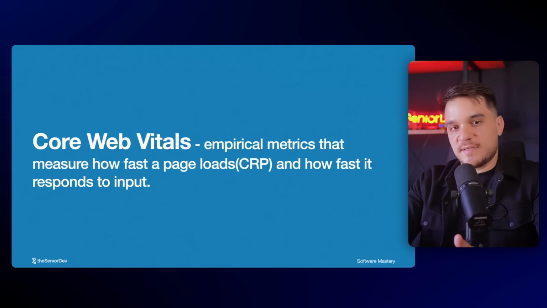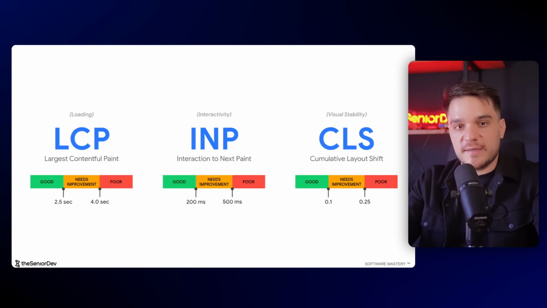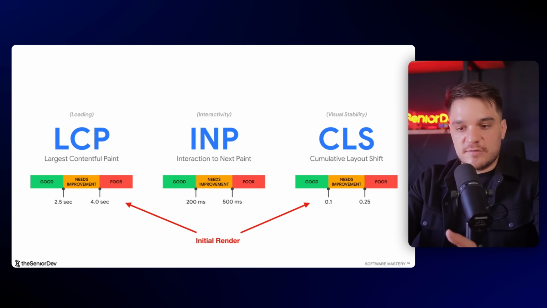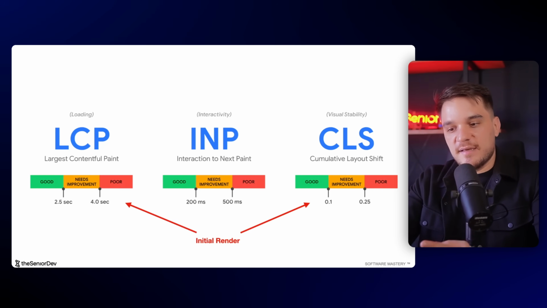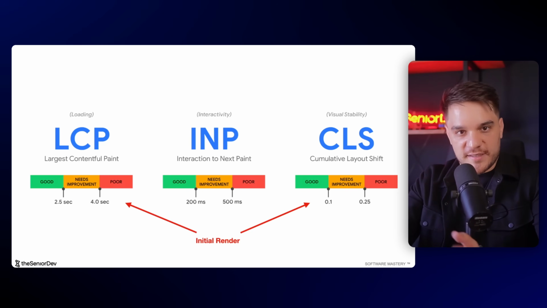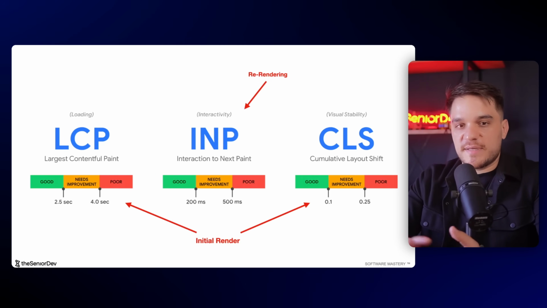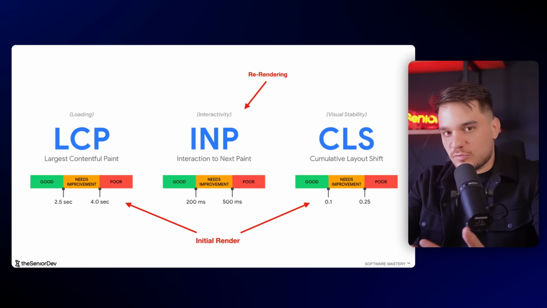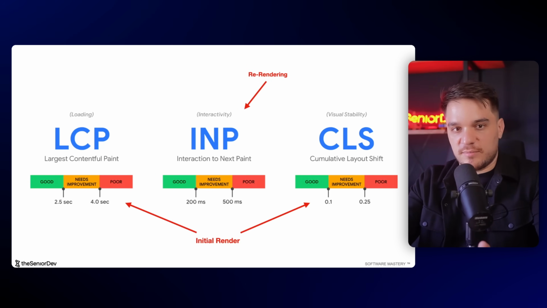The core web vitals are basically empirical metrics that measure how fast the page loads and how fast it responds to user input. And there's mainly 3 of them. We have the largest contentful paint, the interaction to next paint, and the cumulative layout shift. These 2, the LCP and the CLS, are basically measured during the initial render. The INP, the interaction to next paint, it's actually measured while you re-render. So it basically tells you how fast the page will re-render after the user clicked on a button, for example.